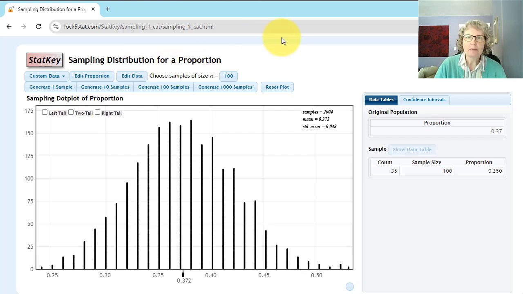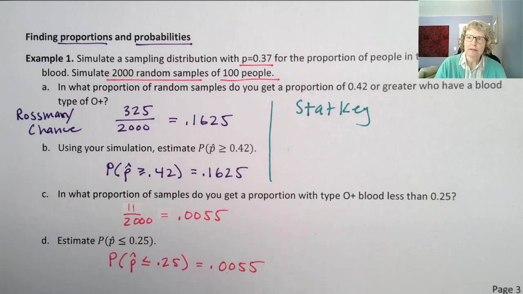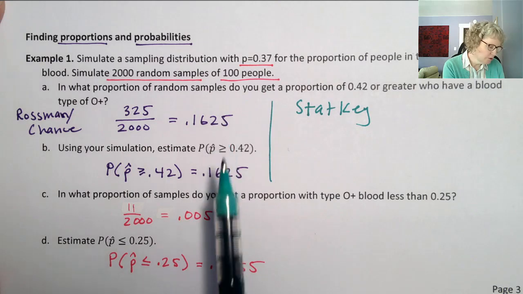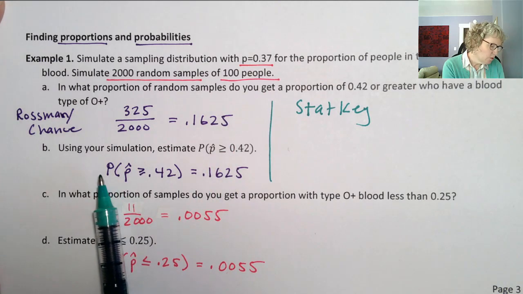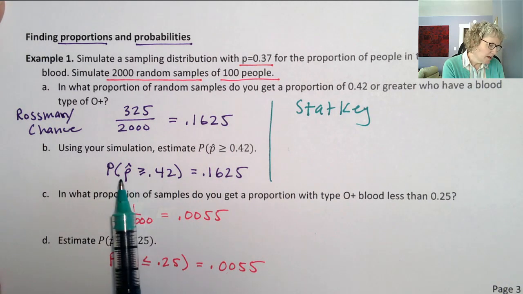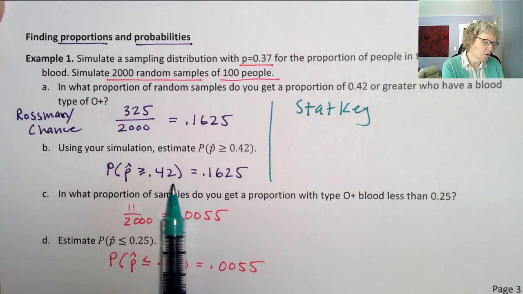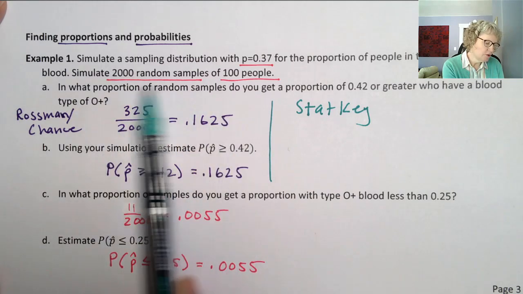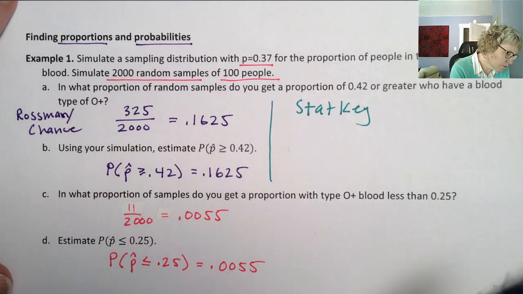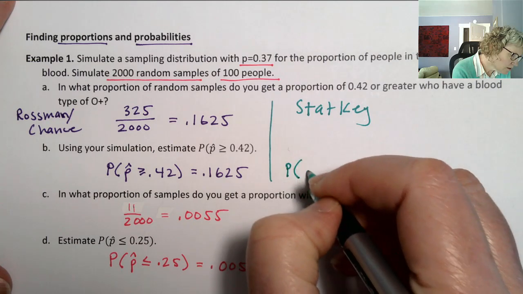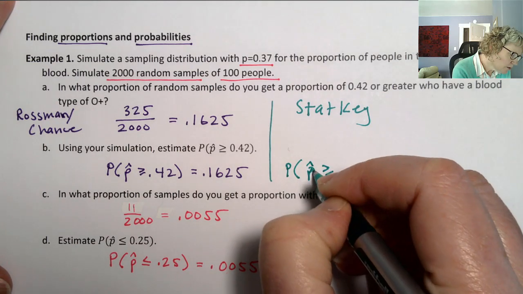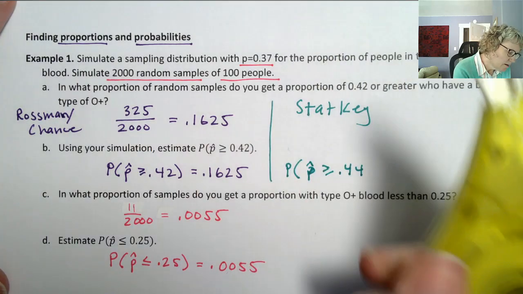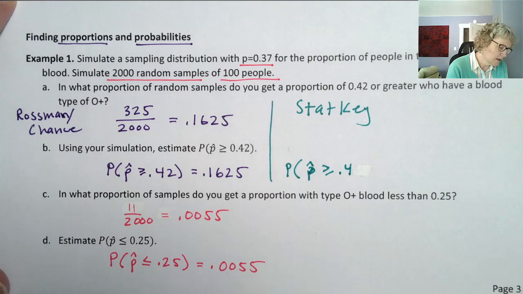So I need to look at my probability question. Now that I've got this whole thing simulated here, we've got our sampling distribution, and now we wanted to know what's the probability of getting a random sample of 0.42 or higher. StatKey doesn't show us this part, but it is doing that internally. So I'm just going to write the probability statement. Probability that p hat is greater than or equal to 0.42.